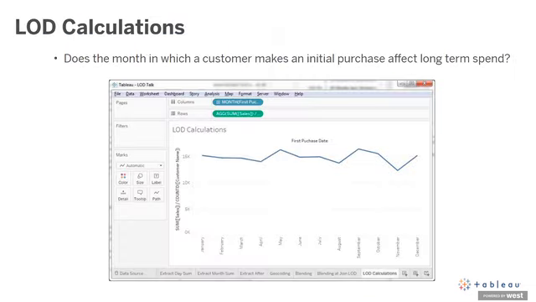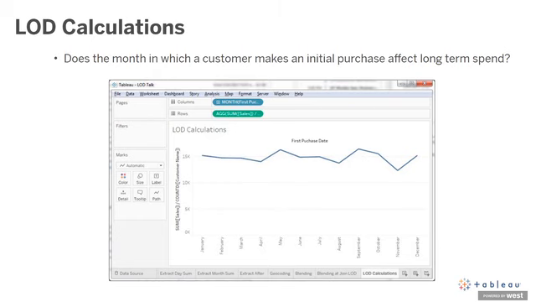So how can you use fixed LOD expressions to answer questions? In Tableau, you can ask, does the month in which a customer makes an initial purchase affect the long-term spend? Well, the key here is that my original data doesn't have this quote-unquote month of initial purchase associated with each customer, right? I just have sales information. I know when customers made purchases. But I can write a fixed LOD expression of the form, fixed customer, min purchase date. And what that means is for every customer, there is now a min purchase date which is associated with that customer.